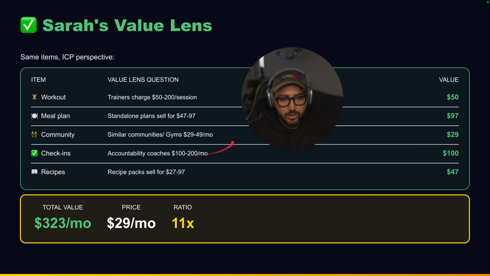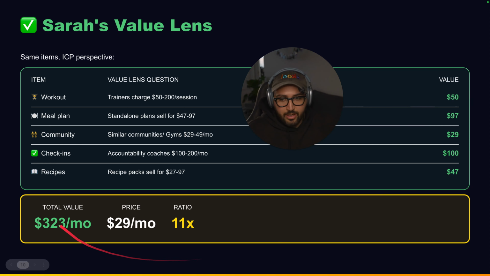Check-ins and accountability. Every single day we have an accountability check-in in Sarah's community. Okay, and accountability coaches, you can search it online. Right now they are charging this much, if not more. Value of this is $100. Recipes. Recipe packs sell for $27 to $97. You can search it. These are real numbers. Okay, we can say the sweet spot is 47.